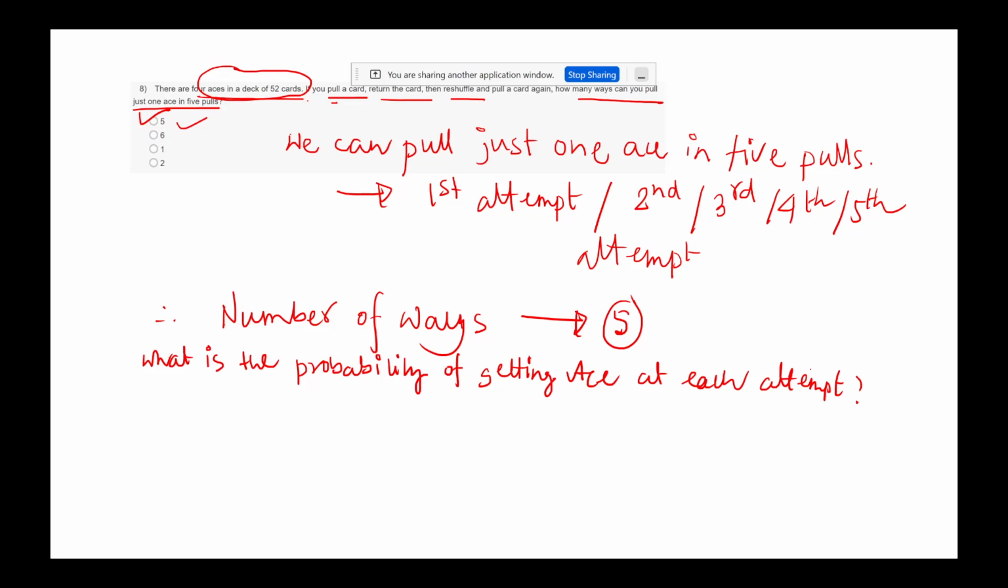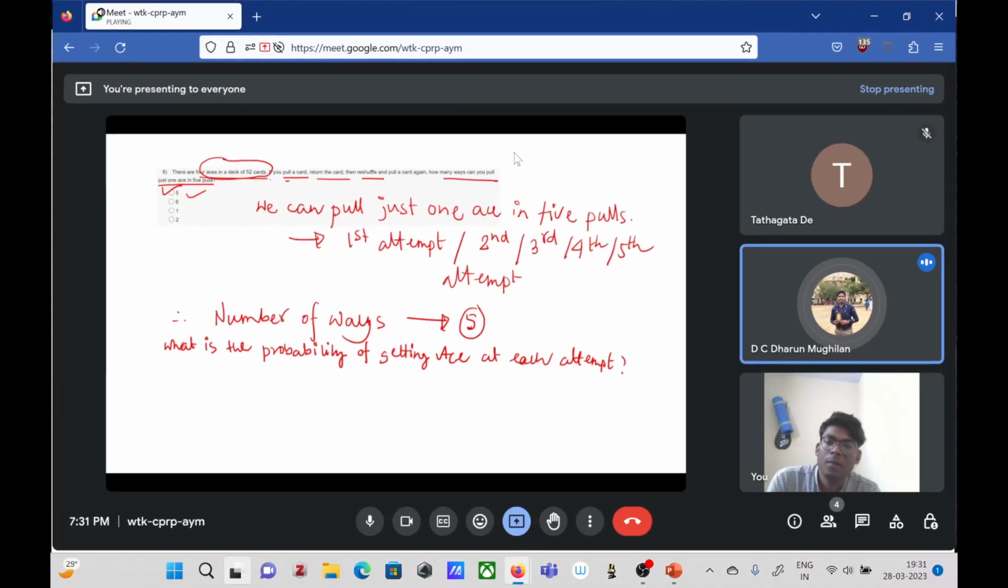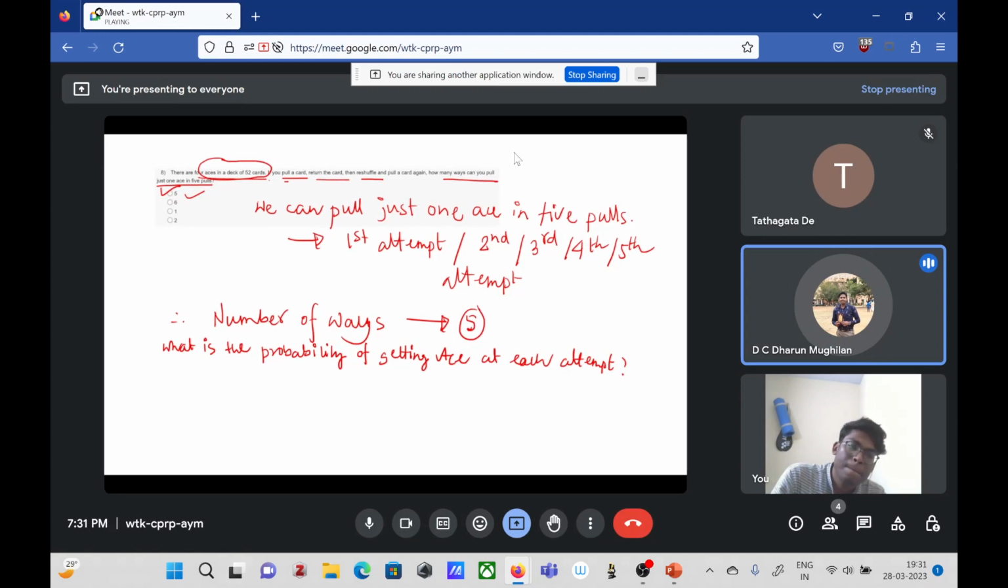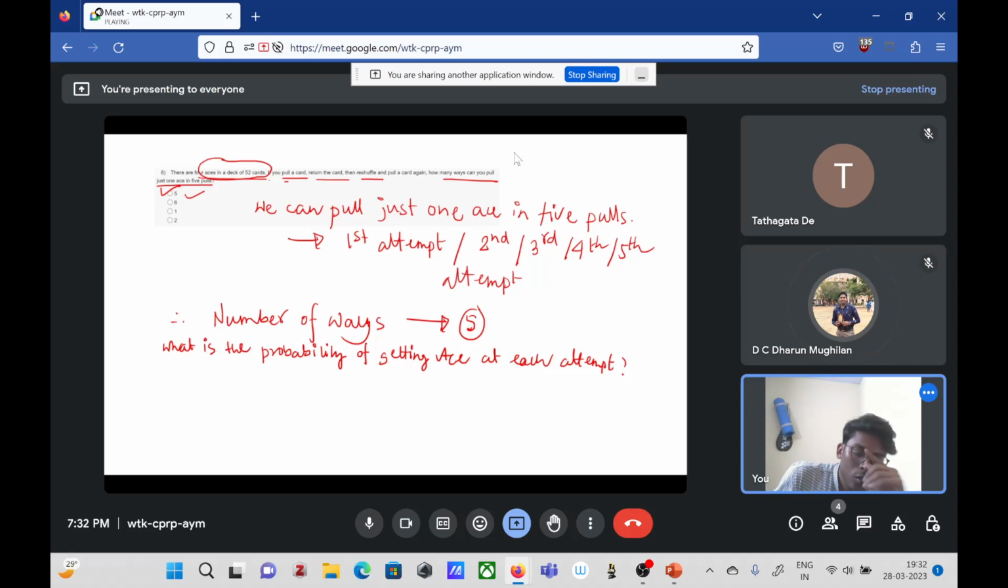Sir, actually, it is like we are replacing the ace at the first attempt. So after reshuffling, what is the probability to draw the same card in just one try? It's just a different question, not related to this one. Okay. So let's.